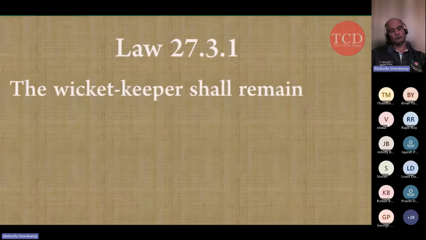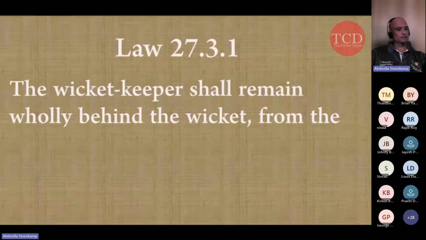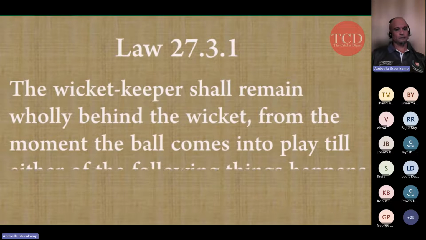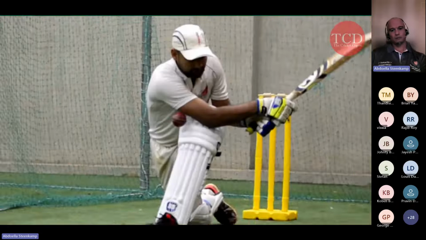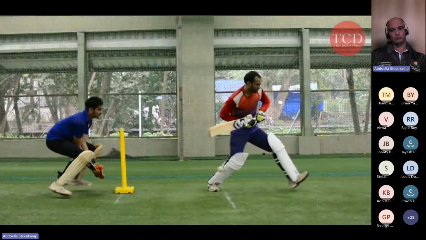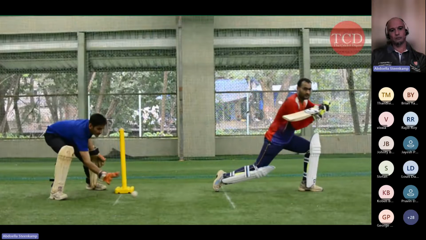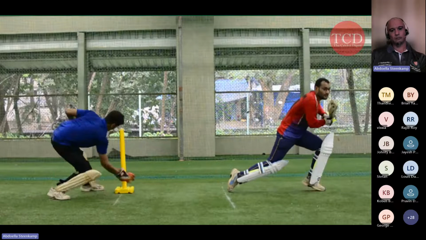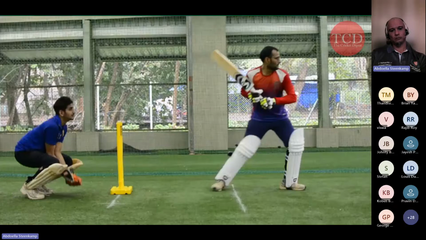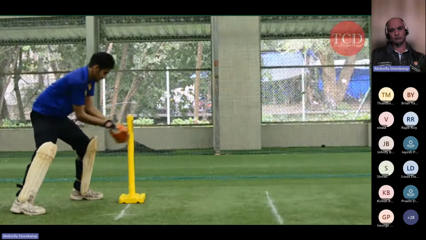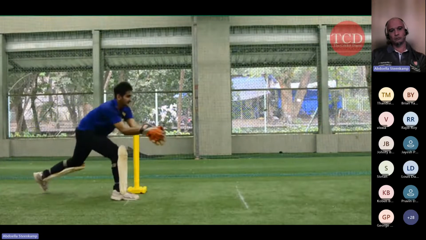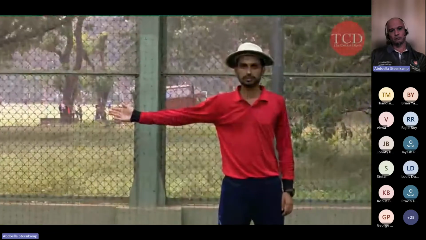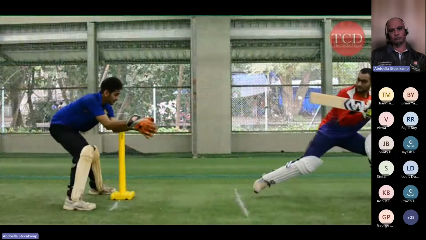The wicketkeeper shall remain wholly behind the wicket. He can't even be parallel to the stumps from the moment the ball comes into play till either of the following things happens. Ball touches the bat or body of the striker. So he can come ahead of the stumps right after the ball touches the bat or batsman's body, just like this keeper does. Next case. He can come ahead after the ball passes the stumps, and he can come ahead if the striker starts running without playing the shot. It will be called a no ball in case of keeper violating this law.